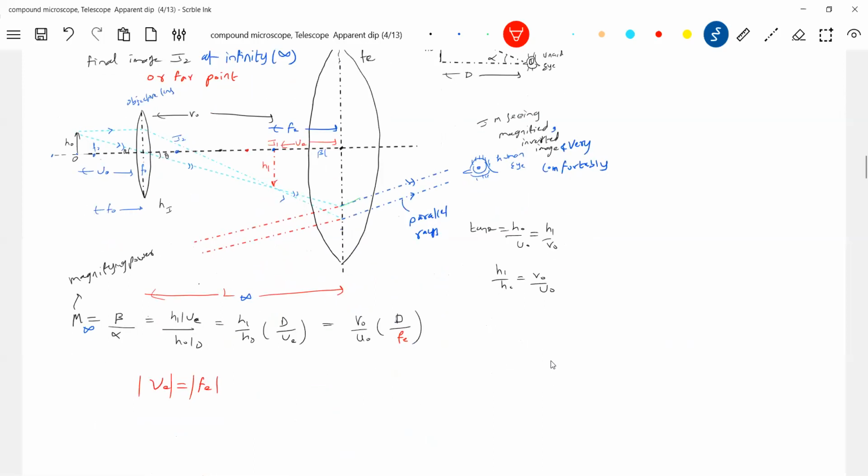So what is the length of the tube? Length of the tube should be V naught plus mod of UV. What is UV? It should be equal to Fe. This is the length of the tube.